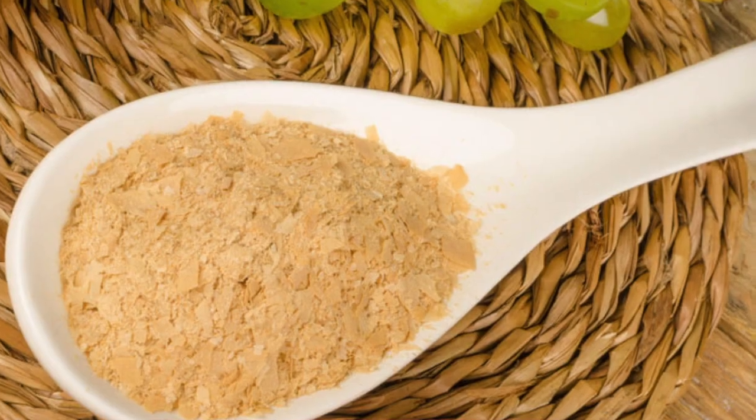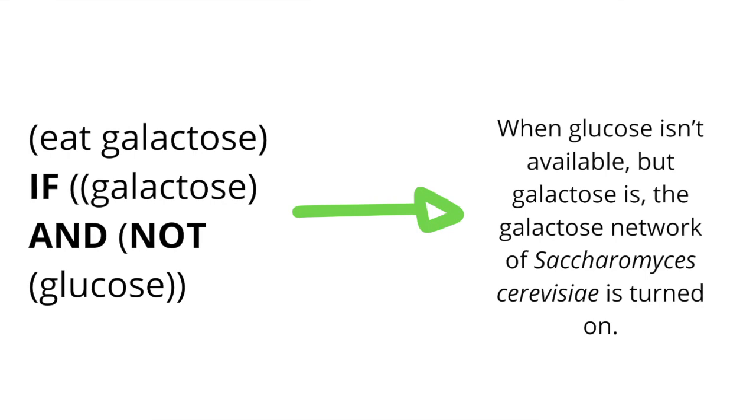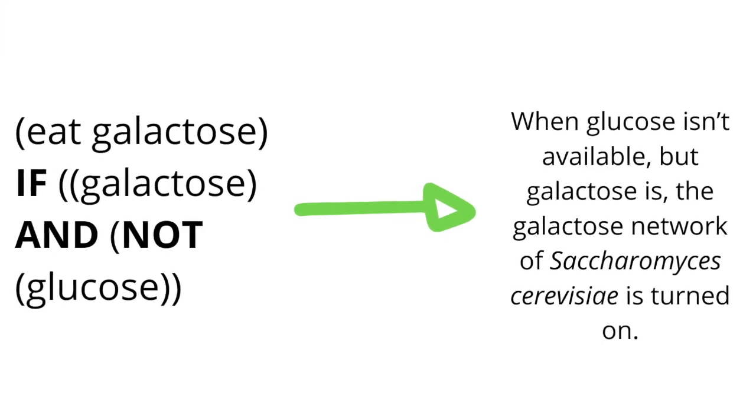Let's take brewer's yeast, which has both a galactose network and a glucose network to import, sense, and metabolize the respective sugars. Because this yeast prefers glucose, when there are high concentrations of it, the galactose network is shut off. However, when there are low concentrations of glucose, the galactose network is still partially on. So it's not only a matter of whether the glucose or galactose is present or not, it also depends on the concentrations.